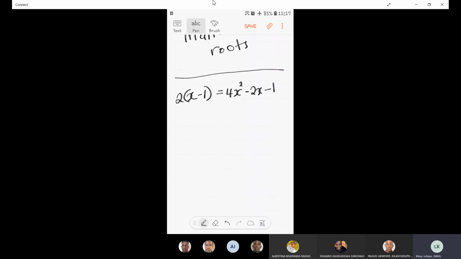Okay, so first thing you must do is rewrite this in standard form. So you will multiply the 2 out there. So you have 2x minus 2 equal to 4x squared minus 2x minus 1. So you want everything on one side, 0 on the other side. So if you rewrite this, this is 4x squared. Subtract 2x on both sides, you get minus 4x. And then add 2 on both sides, you have plus 1. This is equal to 0.